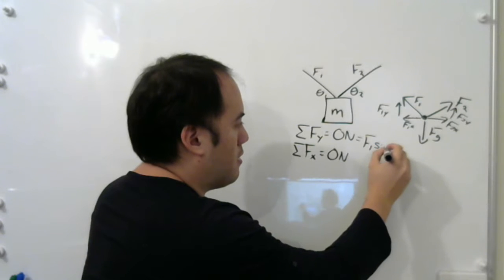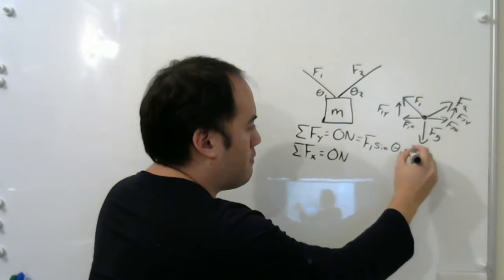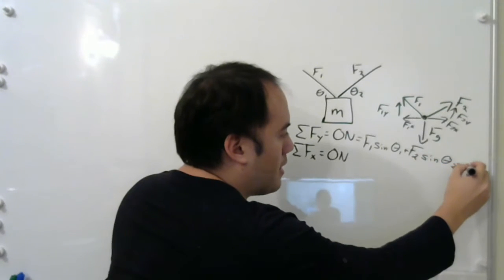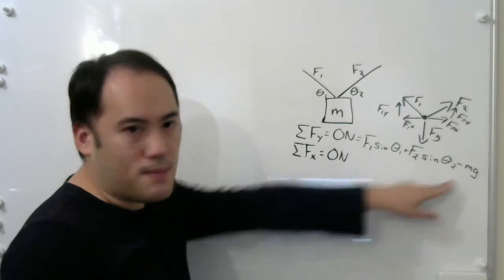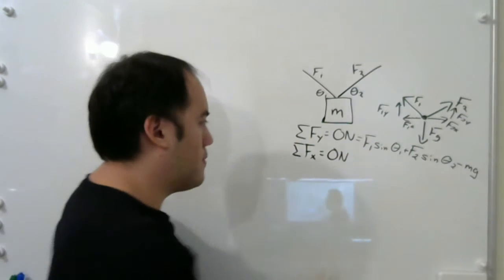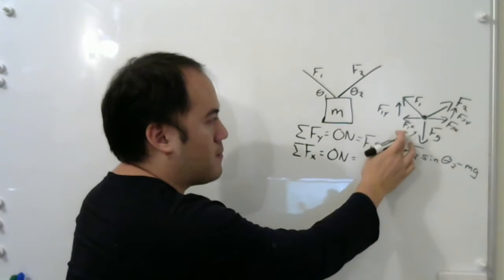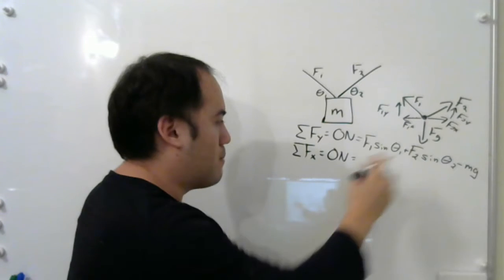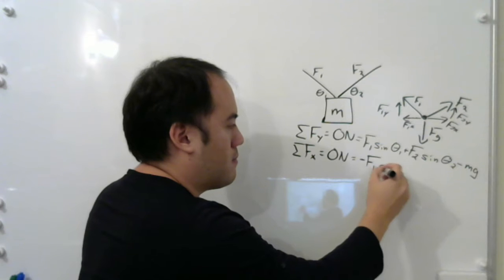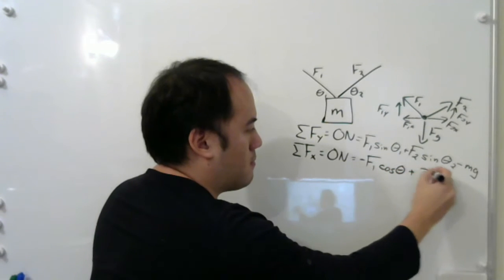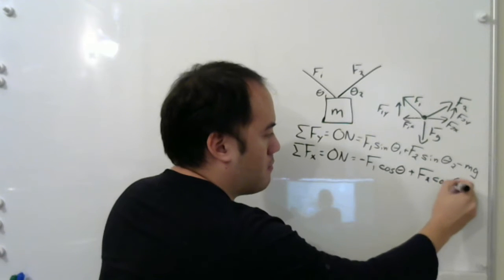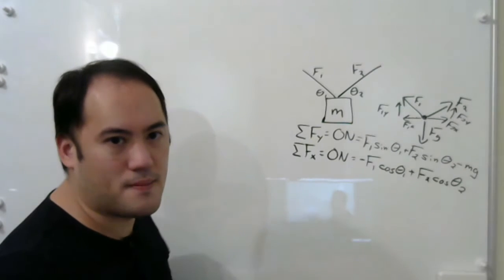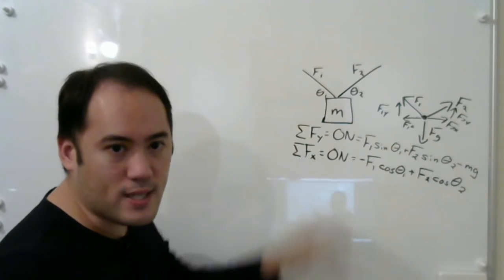F1 sine theta 1 plus F2 sine theta 2 minus mg. I made it minus mg because the weight is downward, negative. In this problem, F1 is to the left, F2 is to the right, so I'll make this one negative, this one positive. Theta's not the same. That would make this problem a lot easier, but it's not. So, rearrange this to get two nice equations.